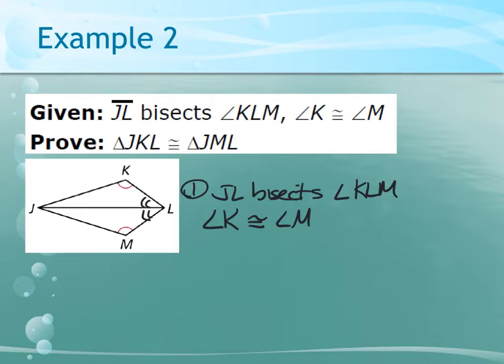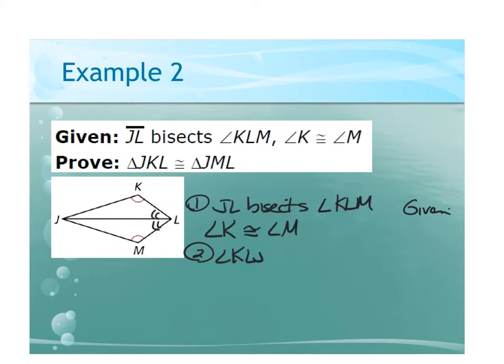However, I need to state that in my proof. So that's going to be my next statement. So this was given. So I'm going to state now that angle KLJ is congruent to angle MLJ. And this would be definition of an angle bisector.